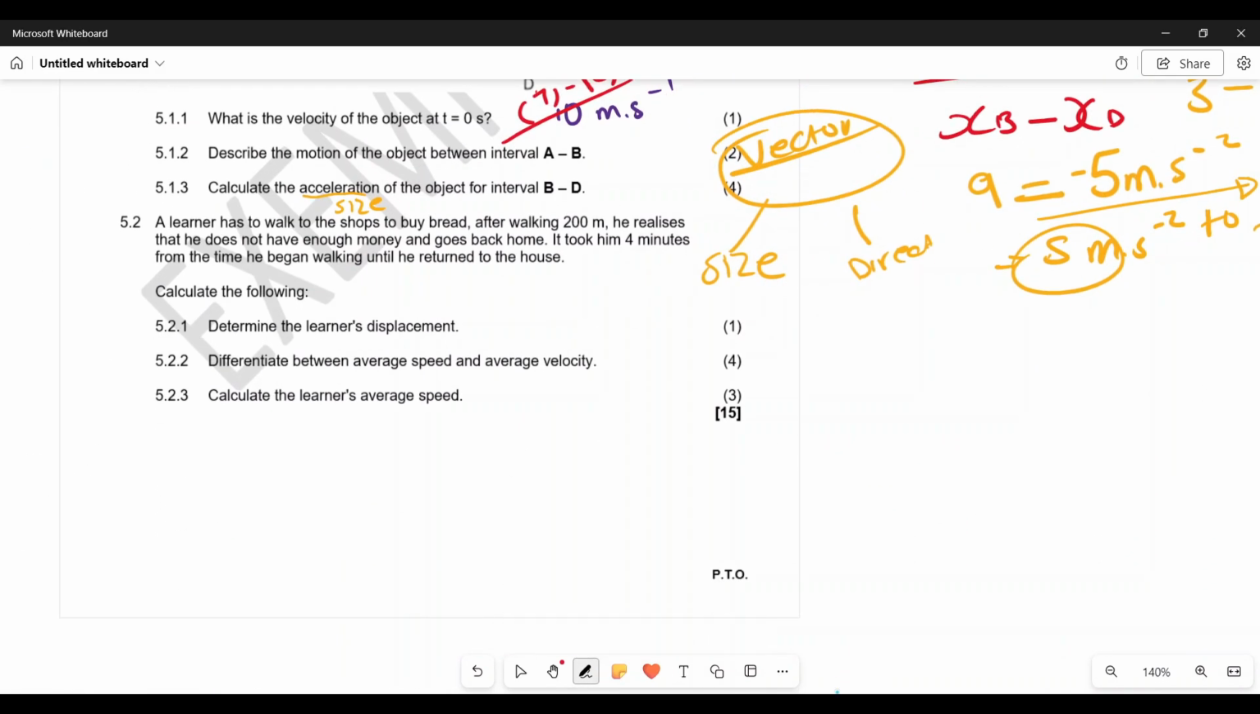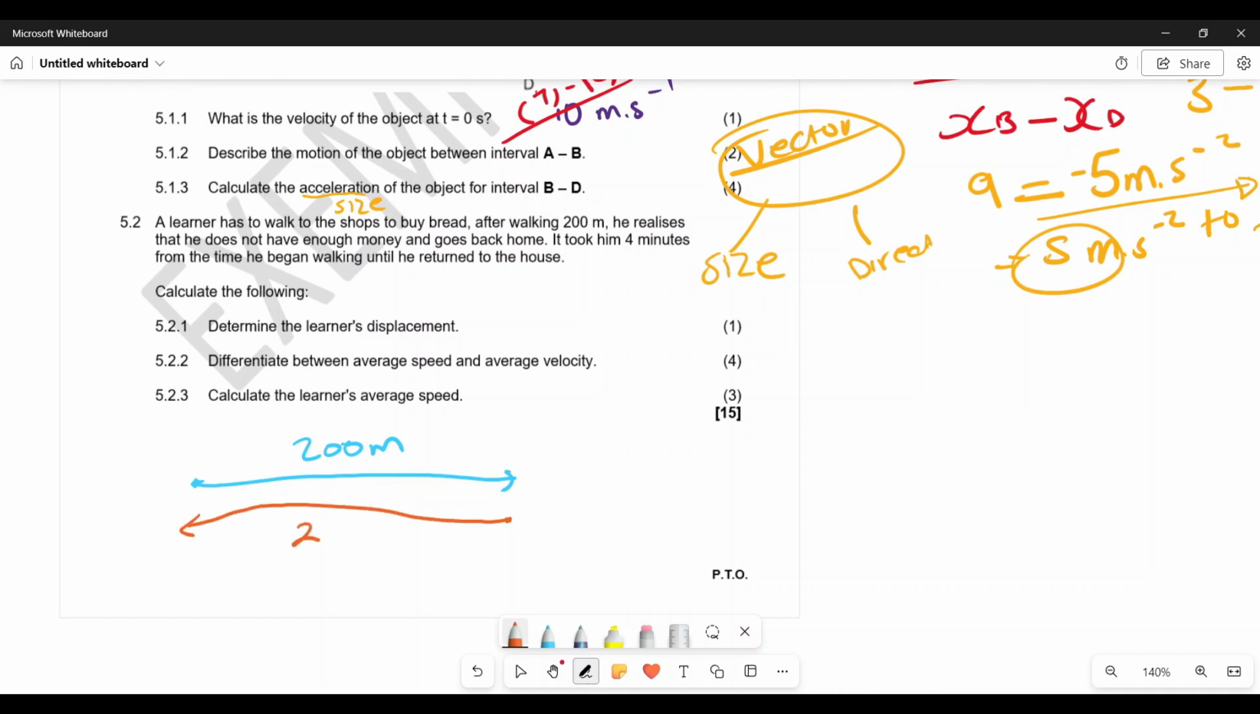Now, moving on to 5.2. With 5.2, they say a learner walks to the shops to buy bread. After walking 200 meters, let me indicate that here, let's say he walked 200 meters, he realized that he doesn't have enough money, right? And he goes back home. So meaning that if he stopped here, he went back home. And what's the distance back home? The same, 200 meters. Now, overall, this took him 4 minutes from the time he began walking until he returned home. So overall, it took him 4 minutes.